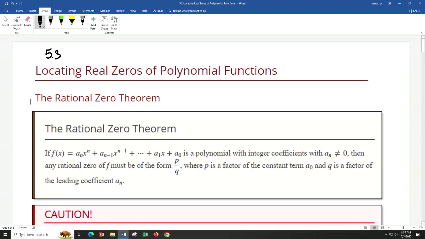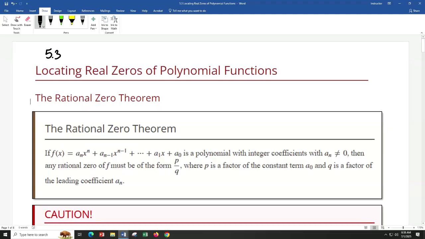You're looking for zeros. First off, right now, you're trying to find every factor between a sub-zero and a sub-n. Look at our definition. Here's a sub-zero, that's your constant. A sub-n is going to be your leading coefficient. We need all of the factors of both.